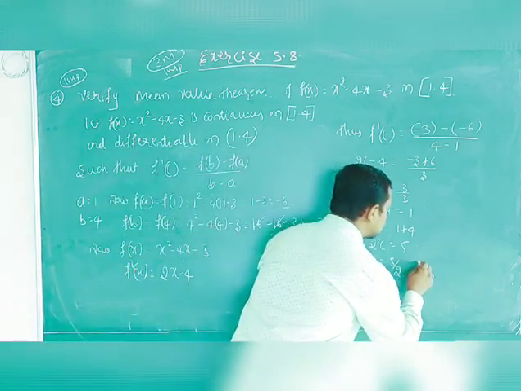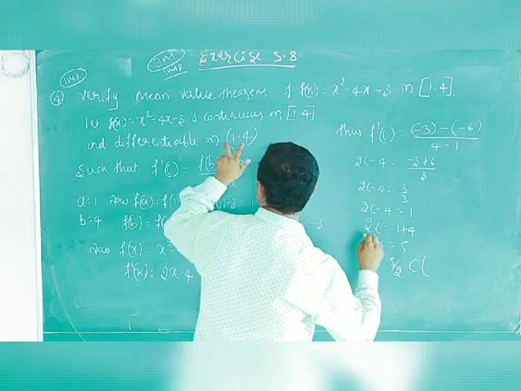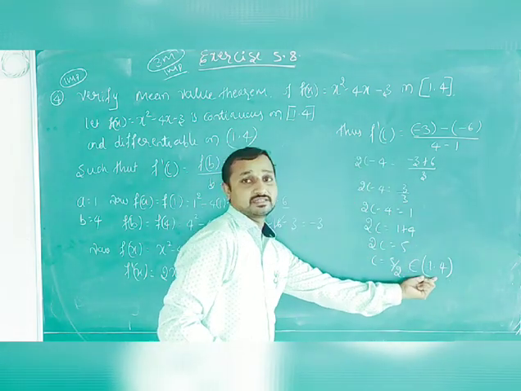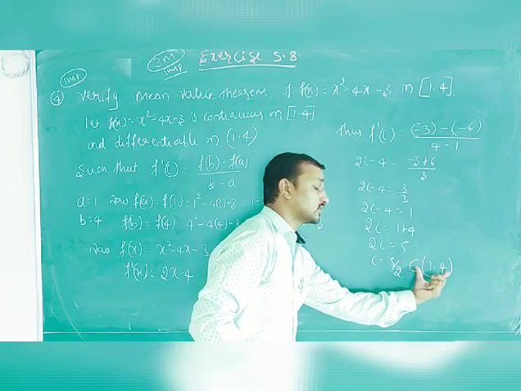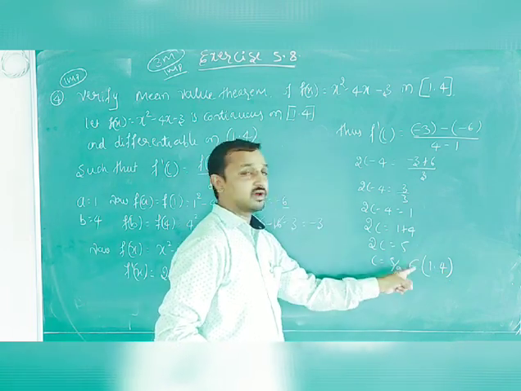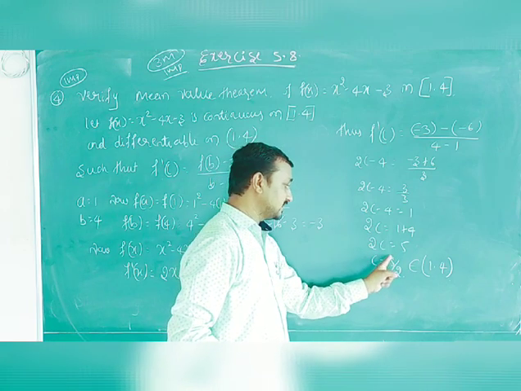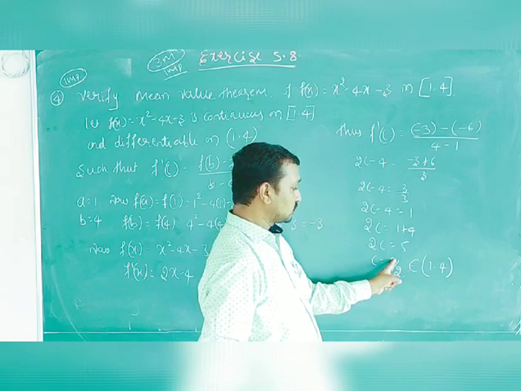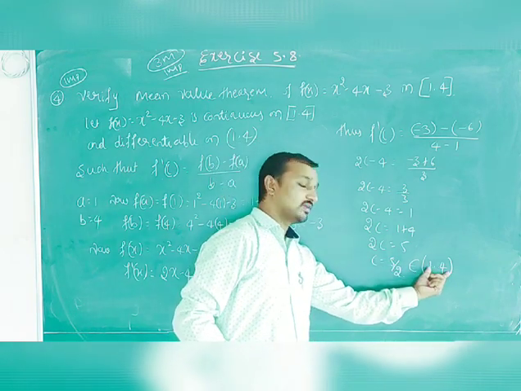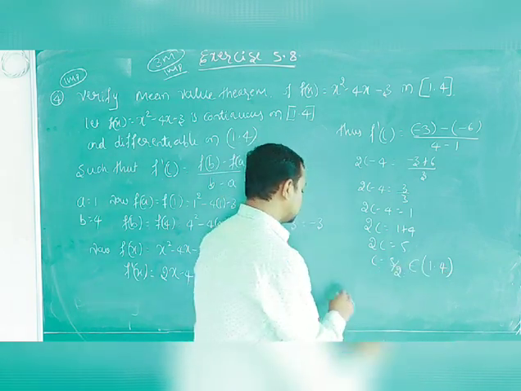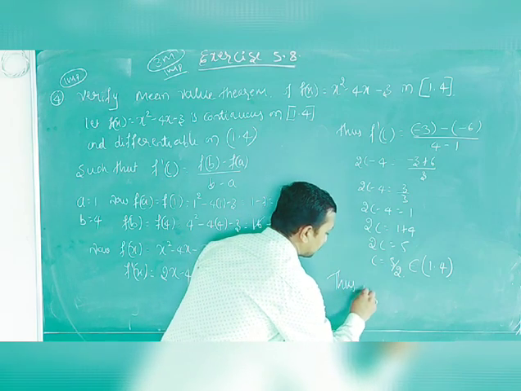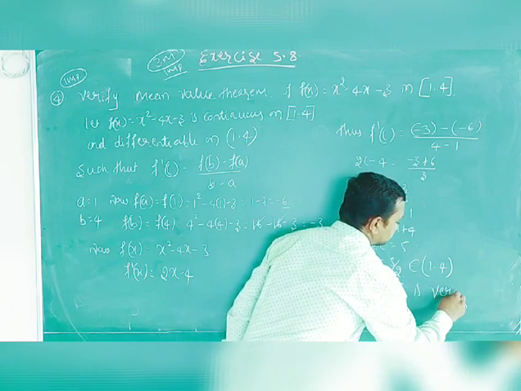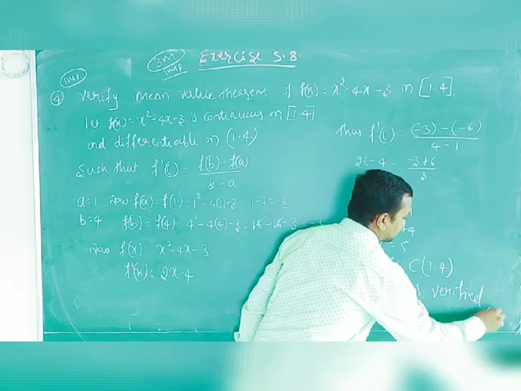So obviously c belongs to the open interval (1, 4). This step should be compulsory. Suppose you forget to write that c belongs to (1, 4), then you lose 1 mark. Is that clear? c is equal to 5 by 2, which is 2 point something, so that always belongs to (1, 4). So thus mean value theorem is verified. Mean value theorem is verified.